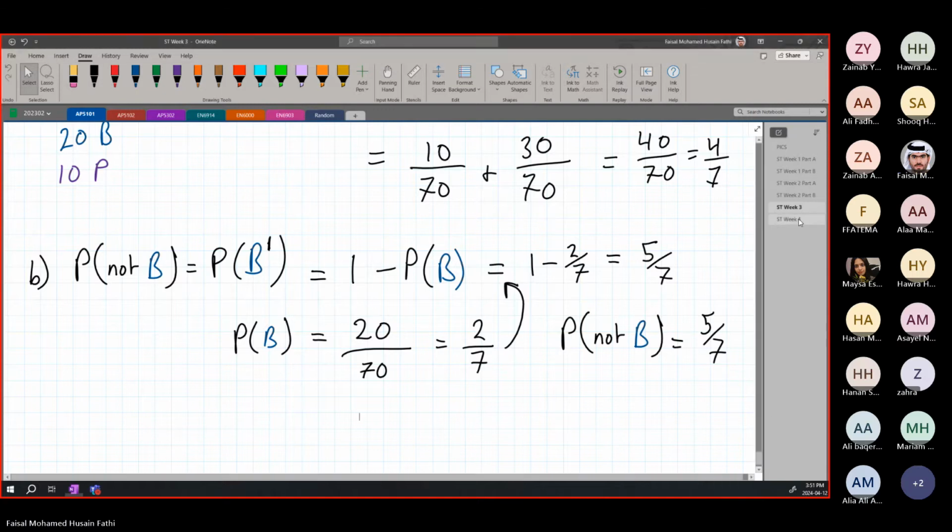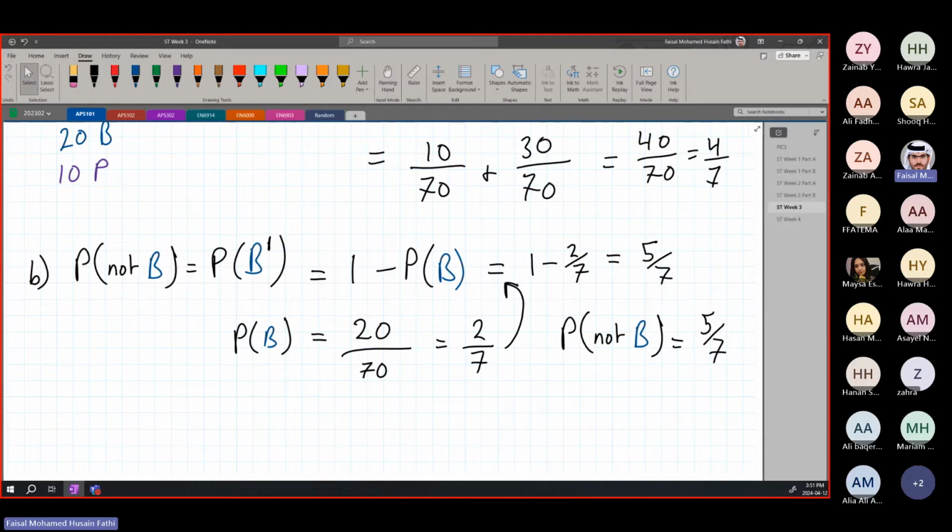Now, I don't want to go into intersection yet because it has its own rules and applications as well. I want to teach you what conditional probability is as well, so I will save that for the next session. But I do want to go over the Venn diagrams a little bit.